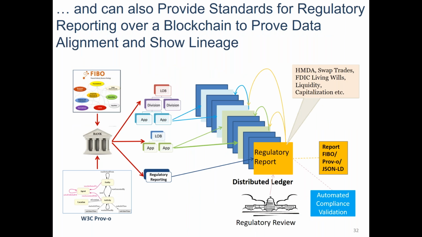Speaking of regulatory audit, by having a common standard that is anchored on a blockchain, regulators can now, and well, not now, but in the future, will be able to automatically validate the integrity of information. In a sense, we wouldn't have to create reports. We would simply have to anchor the transactions on the blockchain, give the regulators the public keys, and the regulators could automatically iterate through the data, and we would have an automated FDIC living will, liquidity and capitalization reports without having to actually generate a report and send it to the regulators. The regulators can simply fetch it off of the blockchain.